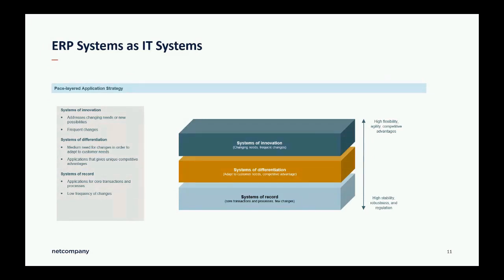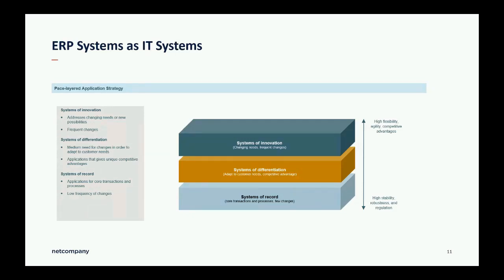Now, how do we actually place an ERP system on this model? First of all, the short answer is that it's mostly a system of record. It's covering core transactions and processes, and if you take accounting, for example, that's definitely a system of record. It needs to be stable and robust, and it's regulated. And we don't want too much creative accounting. That can definitely get us in trouble. But the reality is that it depends on the specific functional area we're talking about, and it also depends on the relevance of that functional area to the individual organization.